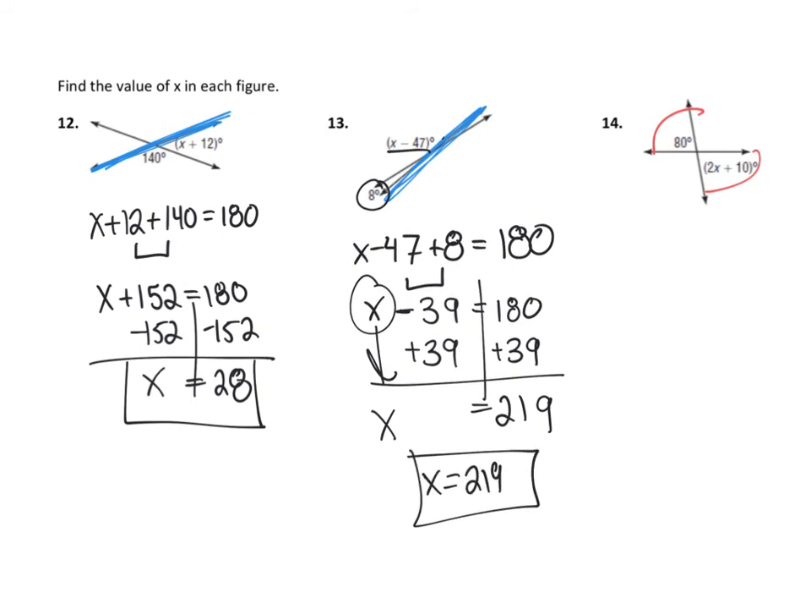So similarly, in 12 and 13, they were both supplementary or making a straight line, which is 180 degrees. And then as I look to number 14, I did it in red, just like I did on the last screen with the vertical angles. Vertical angles are equal. So here, 2x plus 10 is going to be equal to 80. These are vertical, so they are equal to each other.